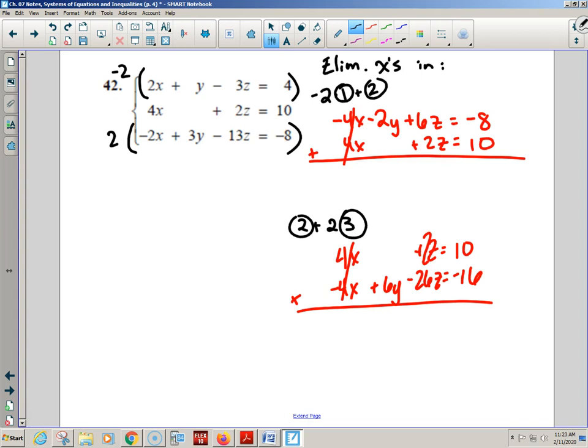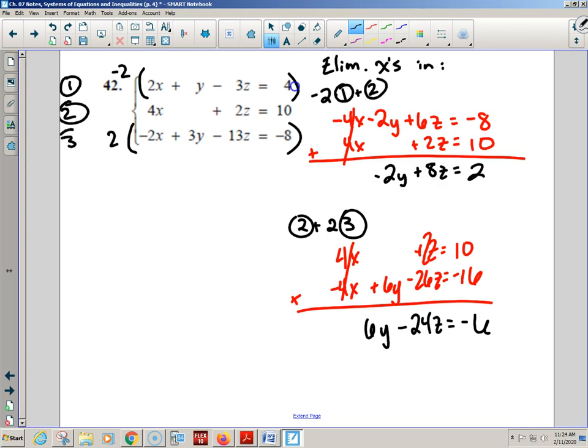I would end up with, what do I got? Negative 2y plus 8z equals 2. And then 6y minus 24z equals negative 6. Good so far? You don't have to agree. If you see something, let me know. Even a variation, we can double check and make sure the variation is legal or not. Good? So this is equation 4 and equation 5.